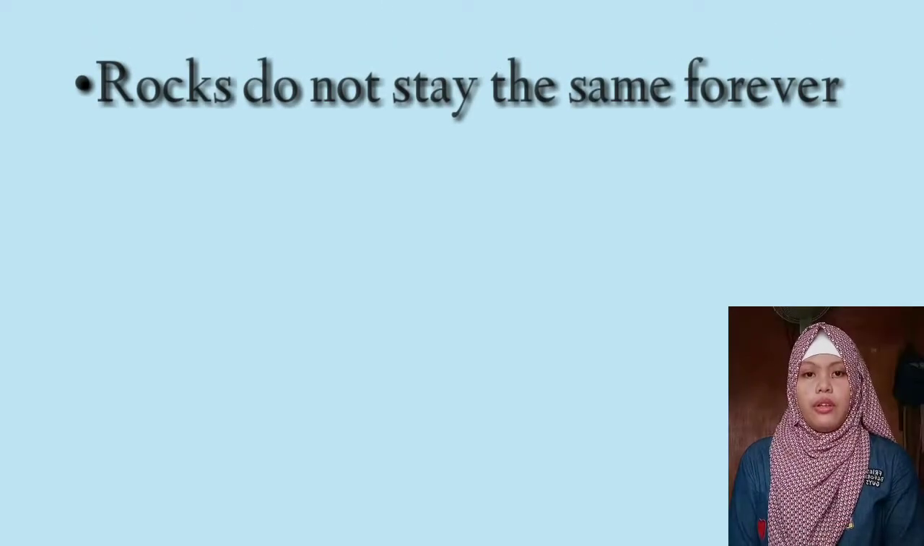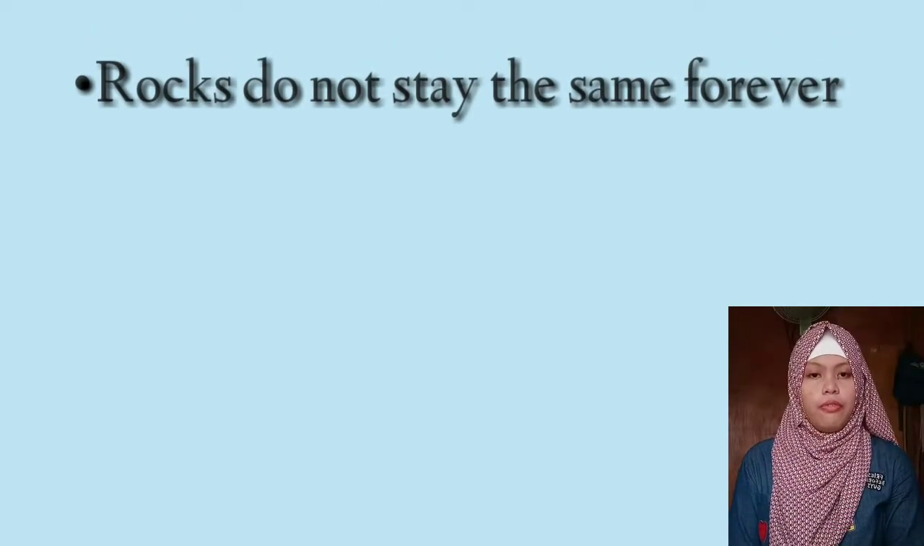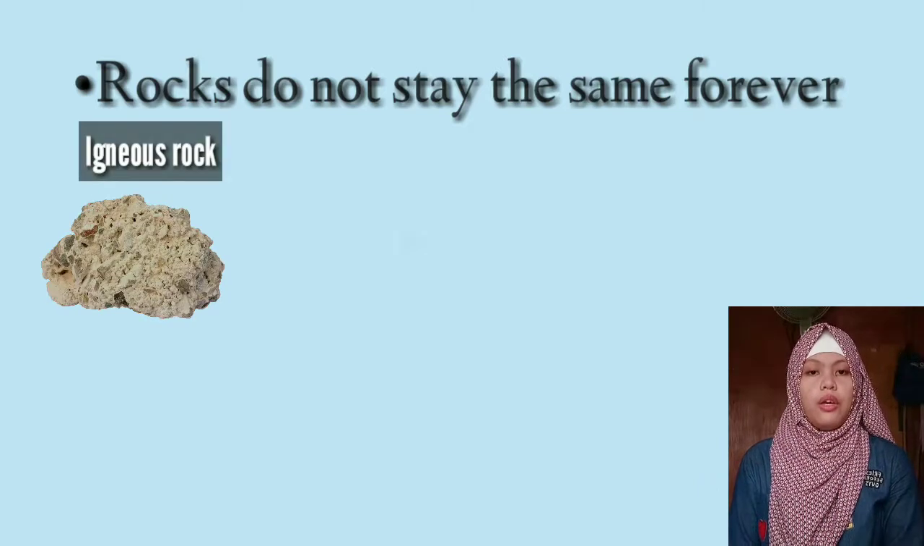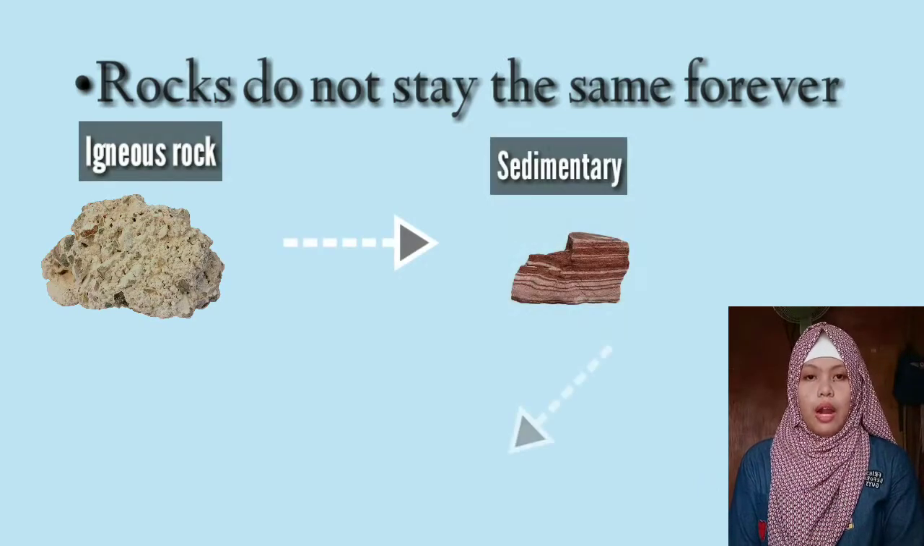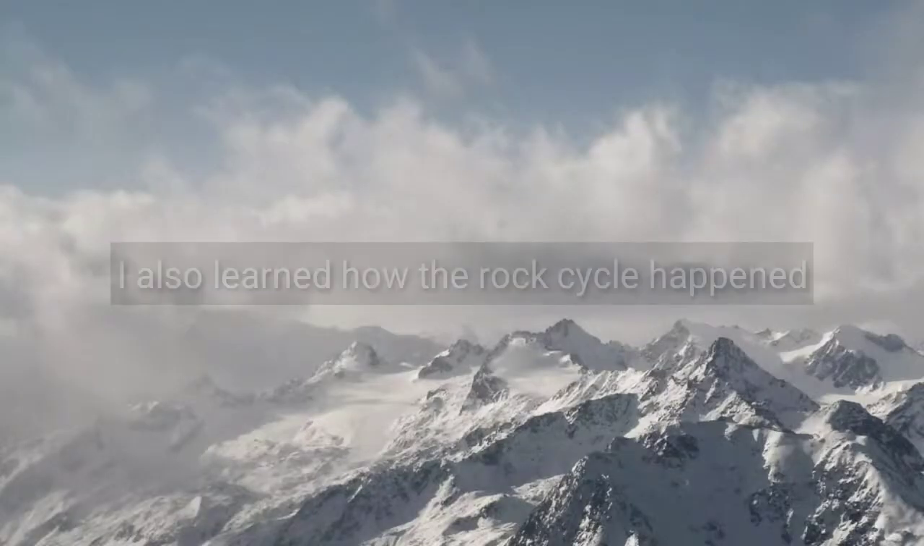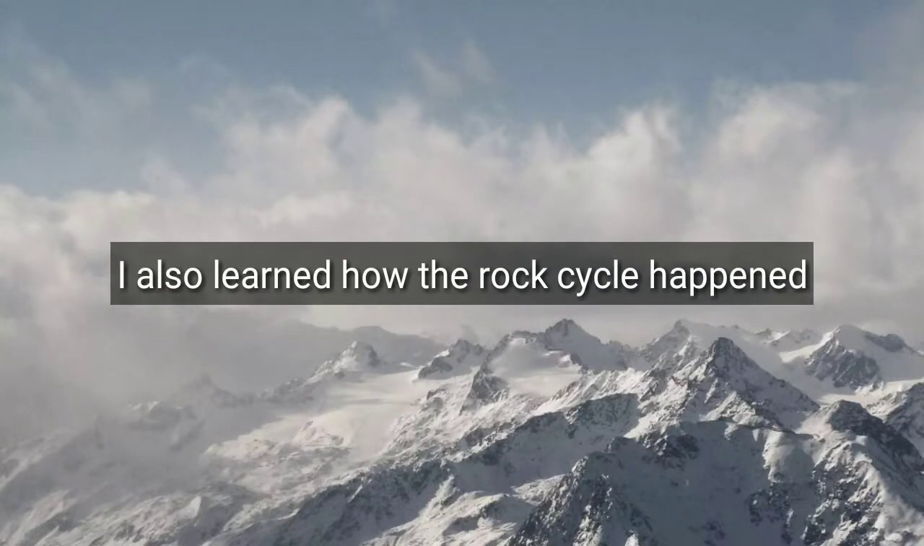I also learned that rocks do not stay the same forever, and they change over time. This means that when a rock is classified as an igneous rock for now, it can turn into sedimentary and metamorphic rocks through the process of the rock cycle. Most importantly, I also learned how the rock cycle happens.